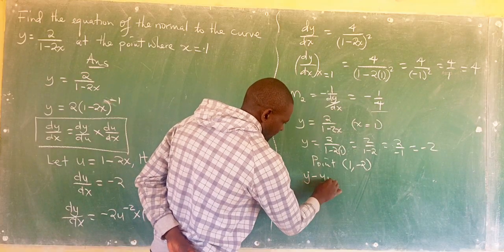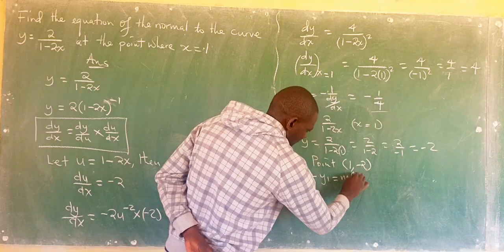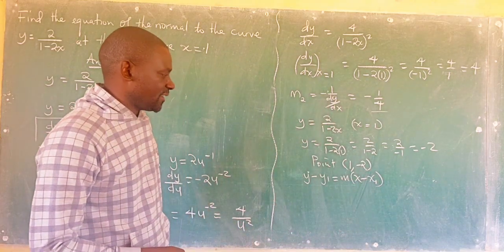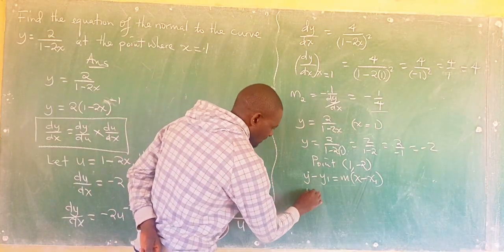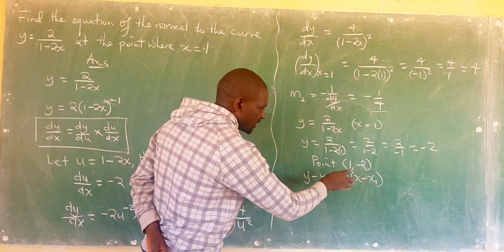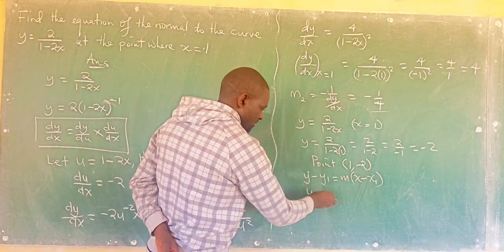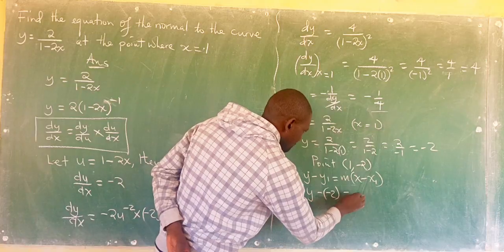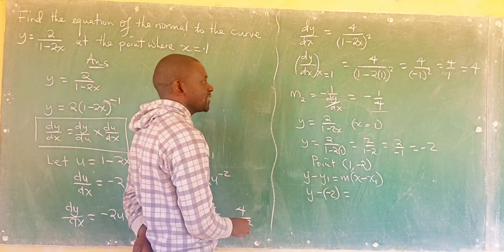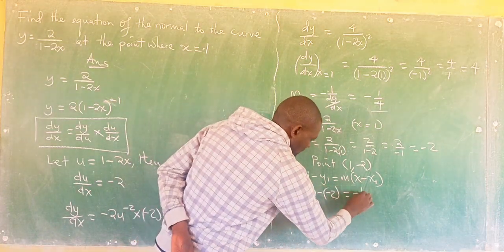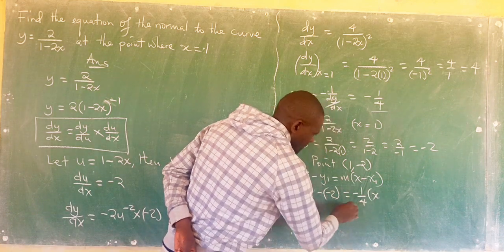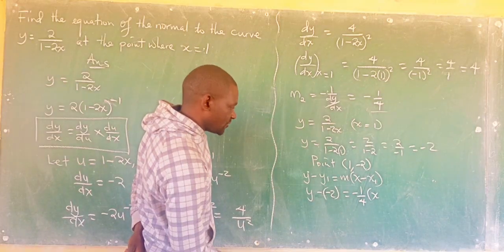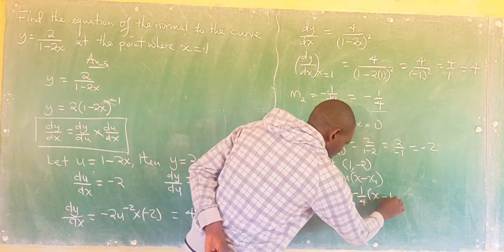Y minus y1 is equal to m times (x minus x1). You can use this formula to find the equation. So we now say y minus our y1, which we pick from this point, which is negative 2, is equal to the gradient that we found for the normal, negative 1 over 4, times (x minus 1).